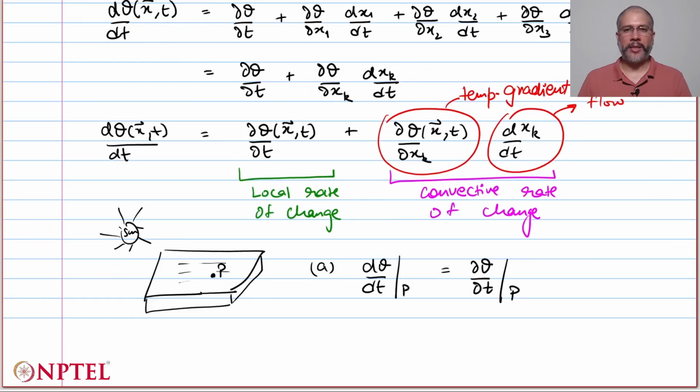So as sun heats the water, we will notice the temperature of water at all points in the pool changing with time, and this is what will be measured as the material derivative in this case. So this is a purely local rate of change.